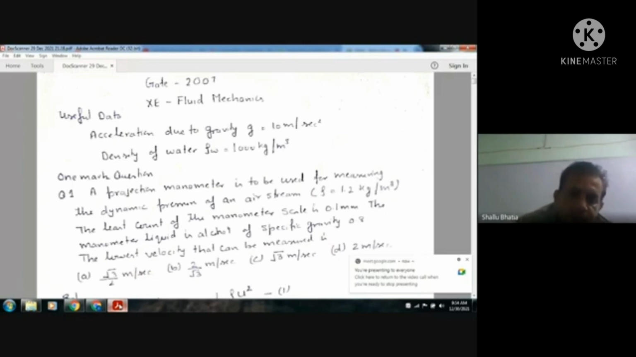In this session, we will solve the GATE 2007 fluid mechanics paper. Useful data are acceleration due to gravity g = 10 meter per second square and density of water rho omega = 1000 kilogram per meter cube, given initially in the question paper.